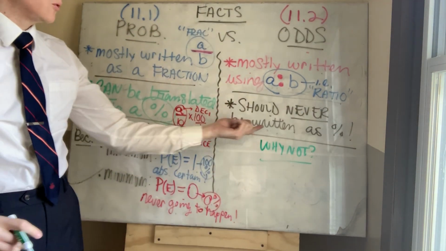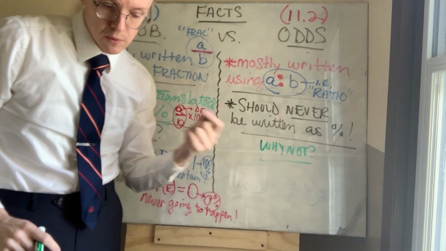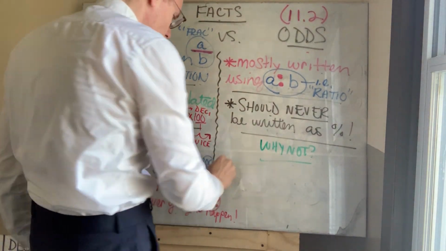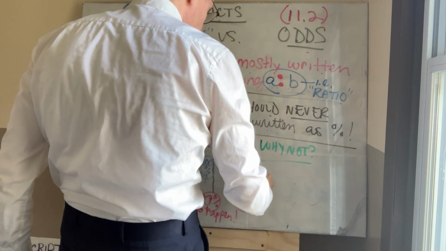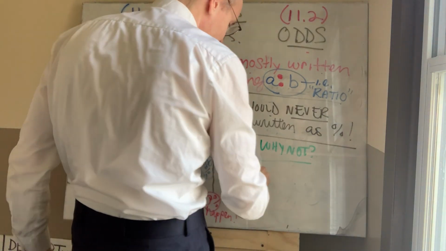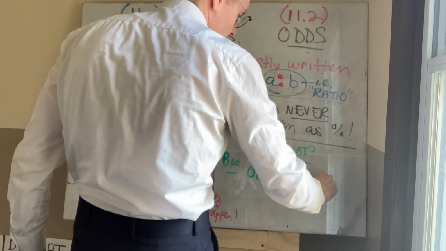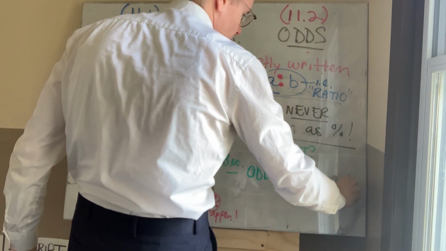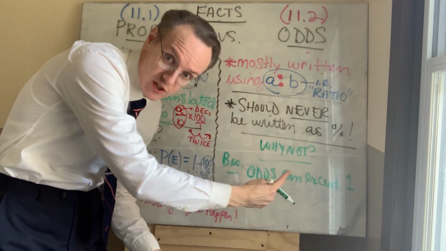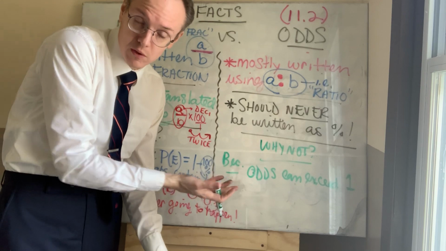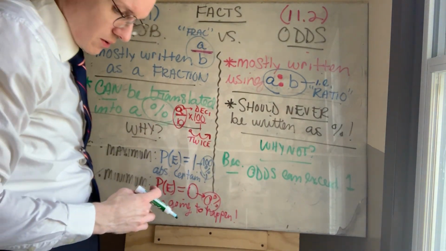Why can't you present odds in the style of a percentage, or why shouldn't you anyway? It's because, as I alluded to, it can exceed 1, which in the style of a percent would be something greater than 100%, which is not really possible in real life. At least it shouldn't be.